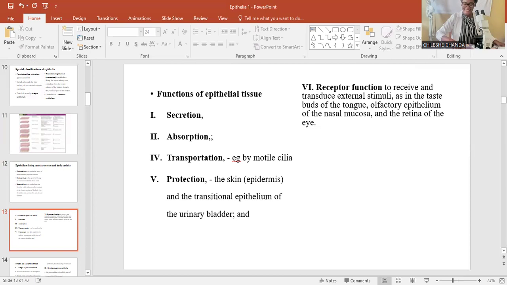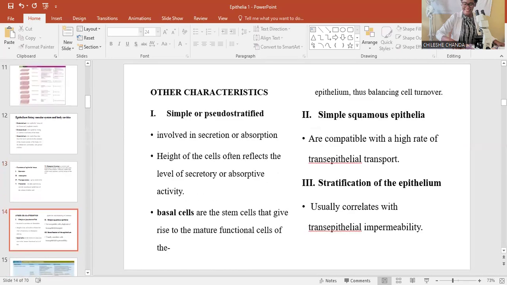So the epithelial tissue also functions in receiving and transducing external stimuli, okay. These include the tongue. The tongue has epithelial tissue which is specialized for tasting, such as taste buds. There's olfactory epithelium in the nose, which is specialized for smell. In the retina, we have epithelium specialized for sight. Even in the ears, we have epithelium that is specialized for hearing, okay?